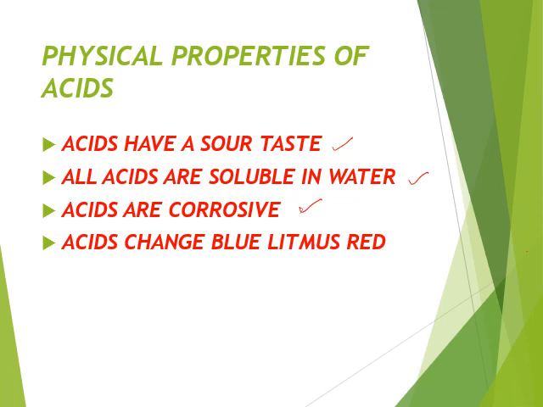And the last property of acids is that they change blue litmus red. About this we will study later when we learn about different indicators. Litmus paper is an indicator to test the acid or base. So we will study about different indicators later.